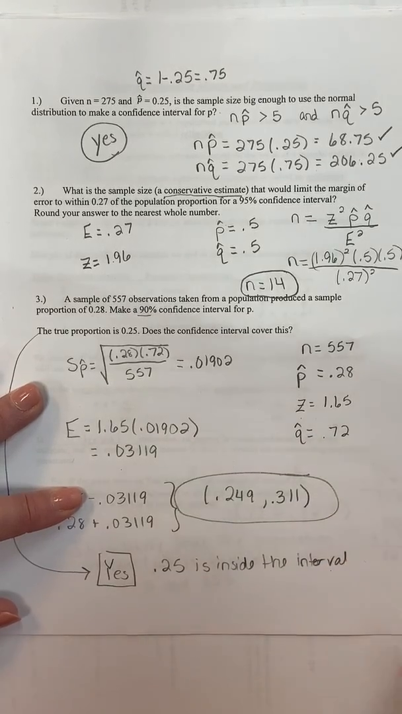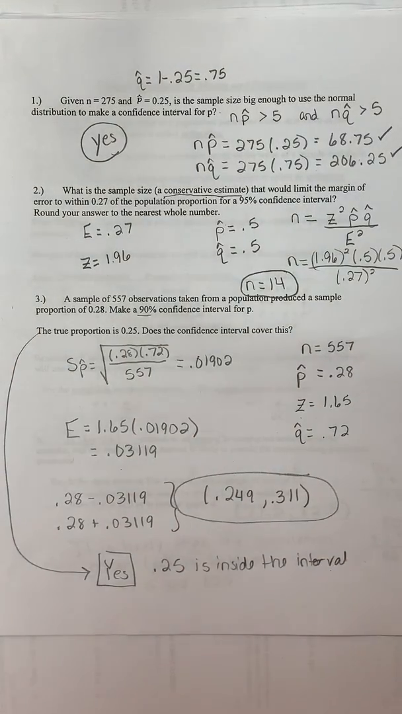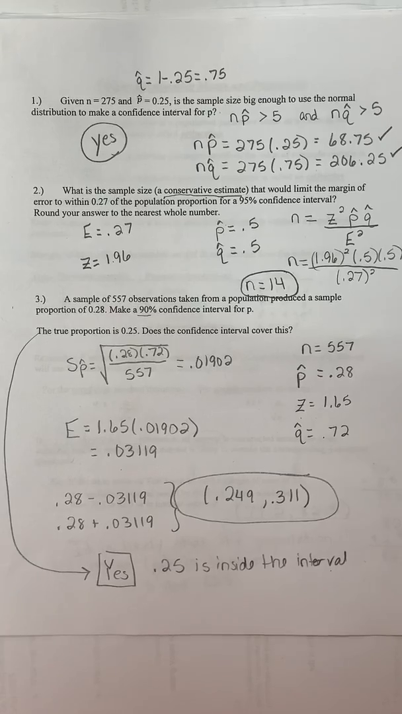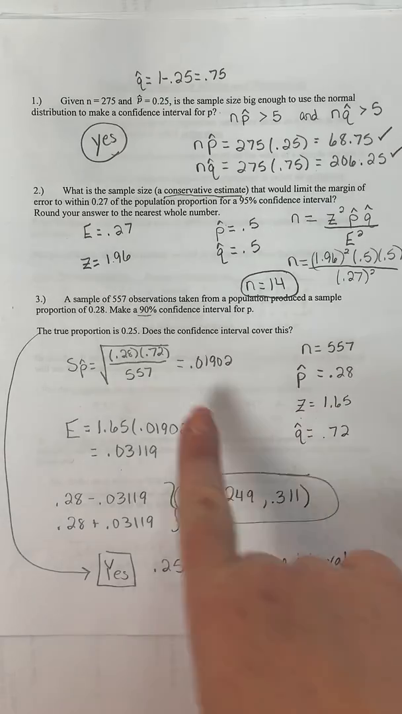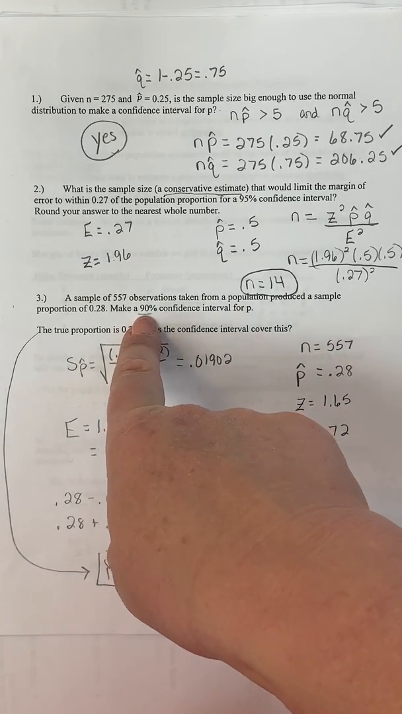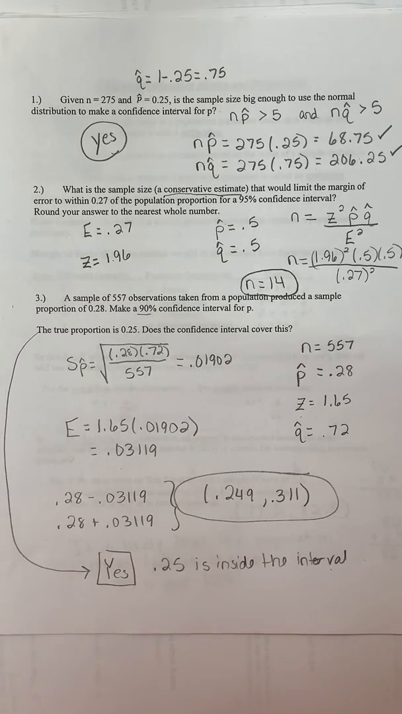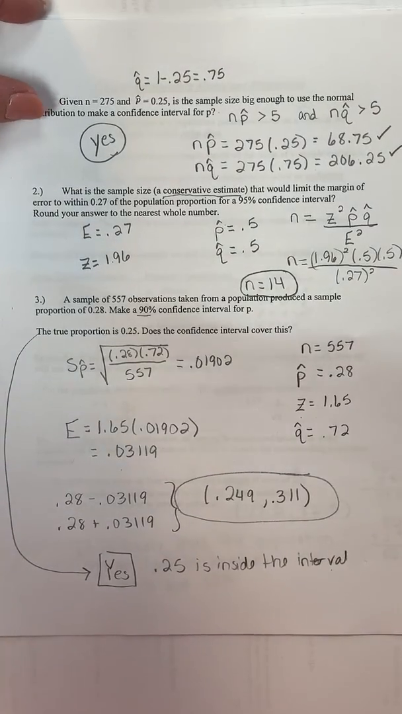Now, let me also just tell you, sometimes it's not in the interval. So on Wiley, yours may not be in the interval, and you are allowed to put no. That's perfectly fine. When you do the math, sometimes it's in the interval and sometimes it's not, and it doesn't mean the math is wrong. It just means there's a 10% chance it's not. And so this one happened to be, but again, it's not a 100% confidence interval. So it's okay if it's not. Just put no and it'll be all right.